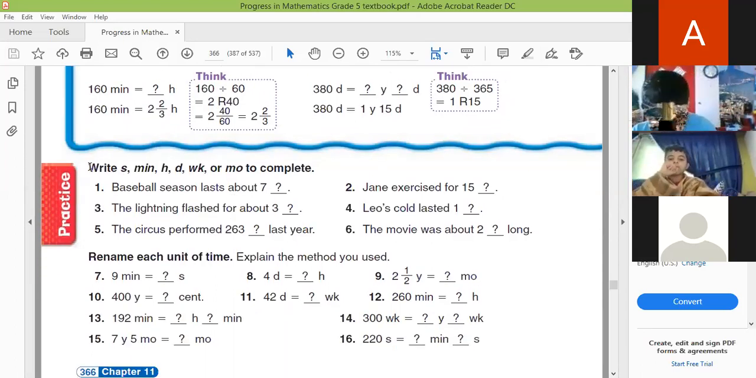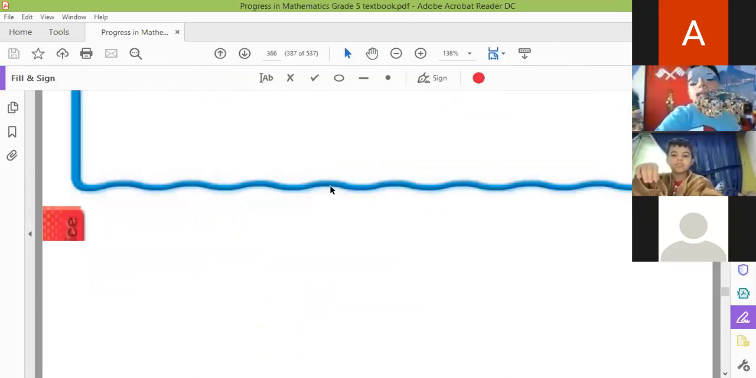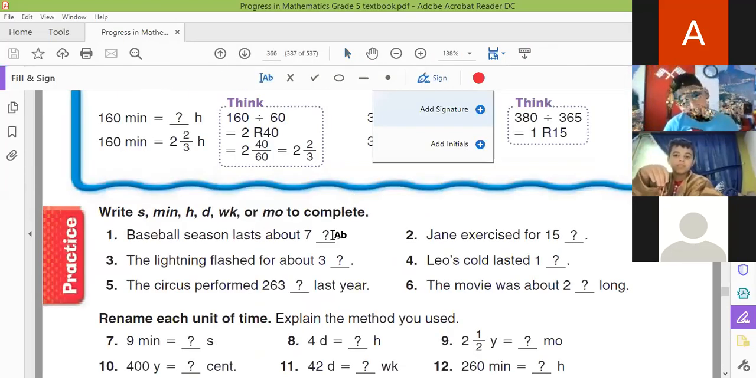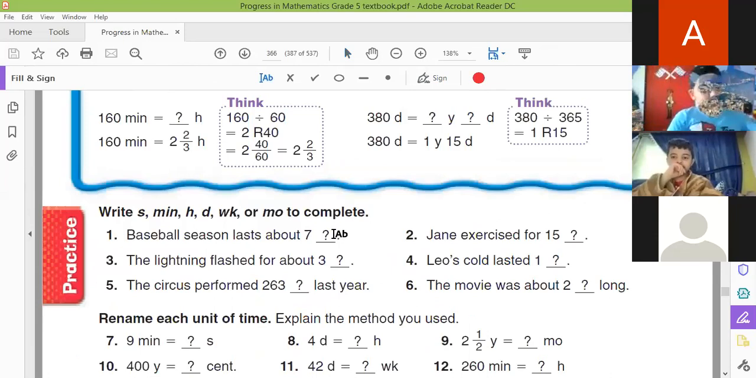Now you know these. Look at there. Write S for seconds, MIN for minutes, hours, day, week, days, weeks, or months to complete. We will write it. The first question, who will read it? Omar, read the first question.